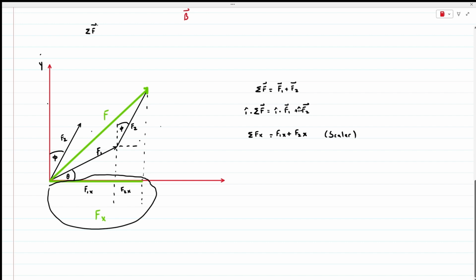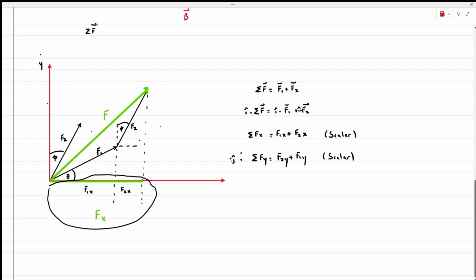We can also write this equation for our projection in the y-axis by dotting with j hat. If we dotted that above equation with j hat, what we will get is that the sum of the forces in the y direction is equal to F2y plus F1y. And again, this is a scalar equation.